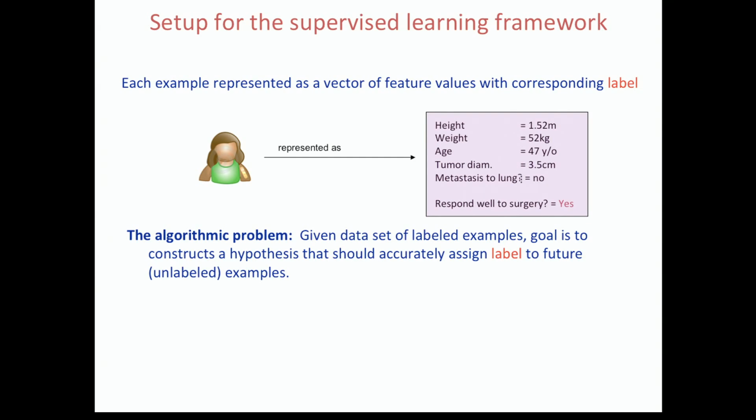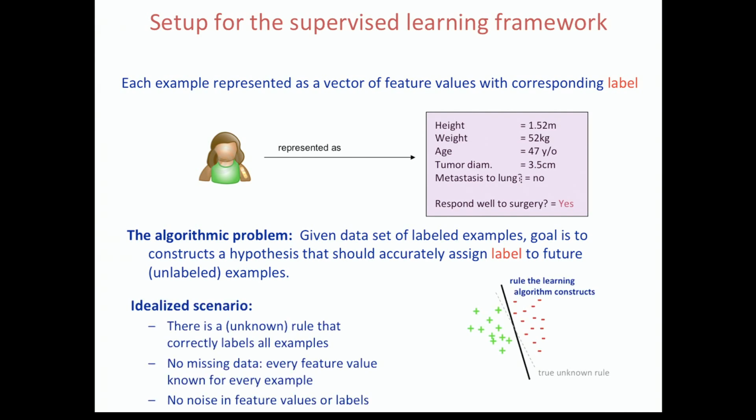So the algorithmic problem, the general template for the problems we'll be thinking about, is that we have a data set of labeled examples. So we have a bunch of data points like this, the example and the label. And we'd like to come up with a hypothesis, a binary classification rule, which will do a good job of assigning the correct label to future unlabeled examples that we might receive. And we'll make this framework more precise in a minute.